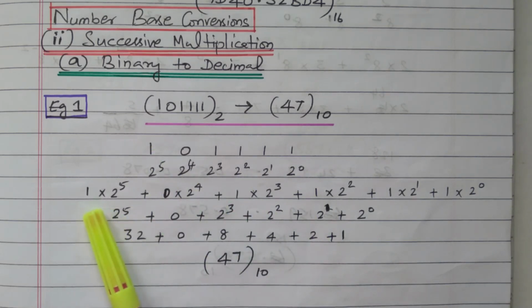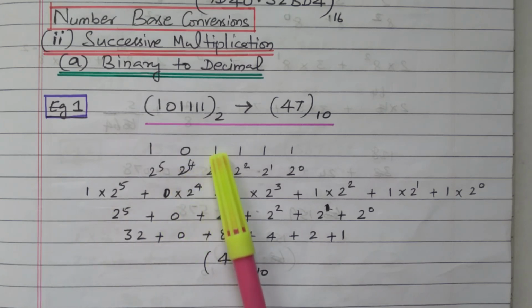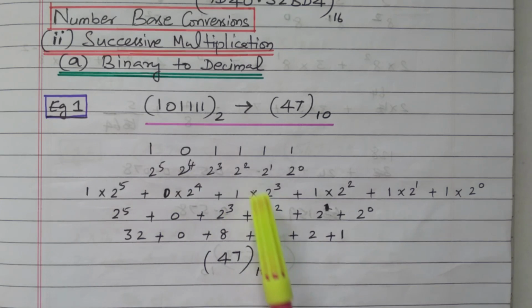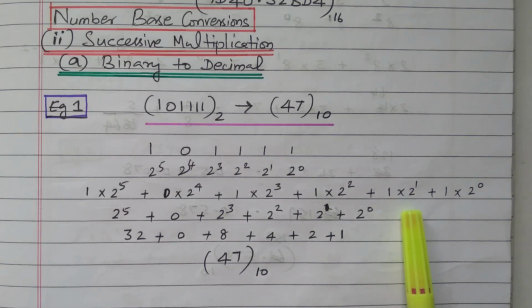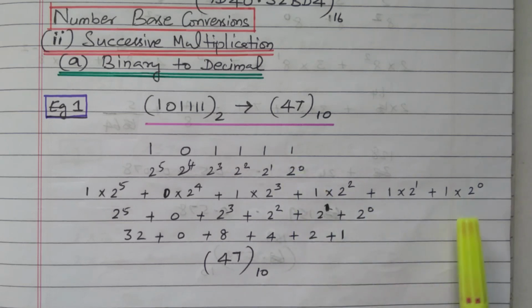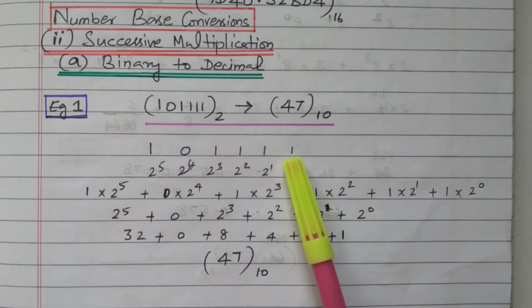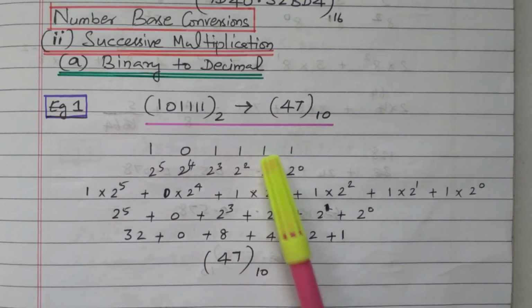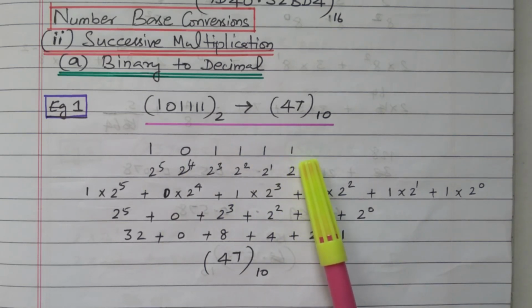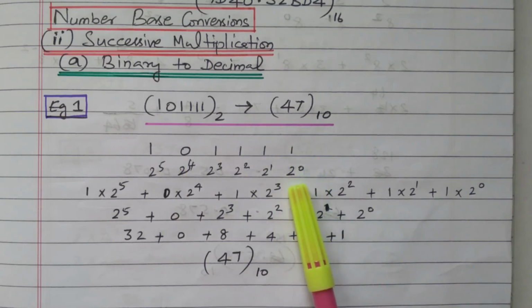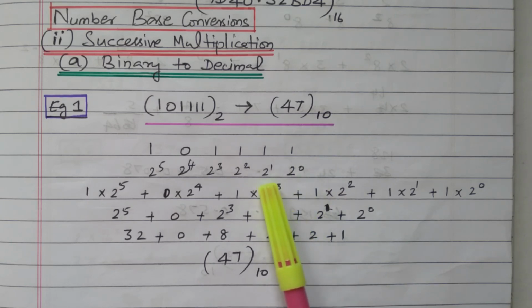1 into 2 to the power 5. Then 0 into 2 to the power 4. 1 into 2 to the power 3. 1 into 2 to the power 2. 1 into 2 to the power 1. 1 into 2 to the power 0. Right? So we need to multiply the given binary number. Starting from the LSB, we will multiply with the weightage 2 to the power 0, 1 and so on. So these are all multiplied and written.